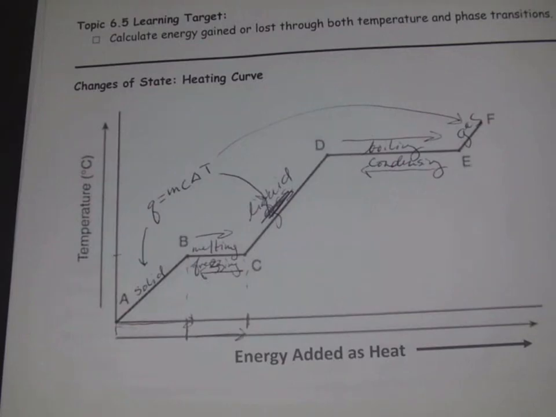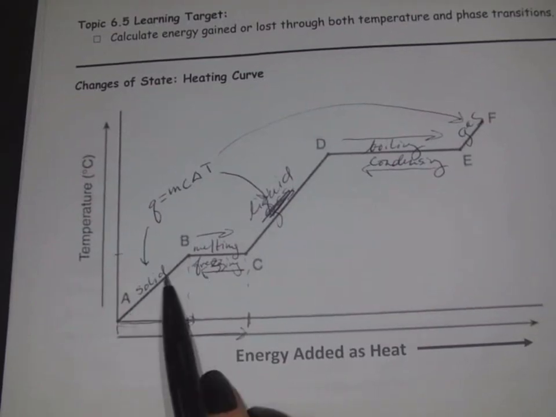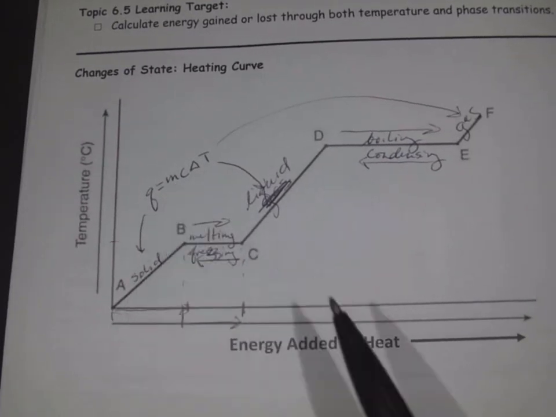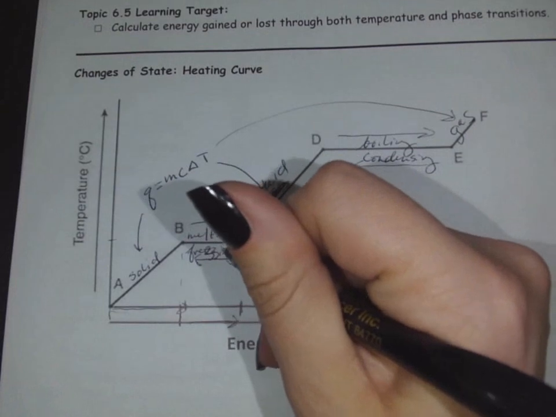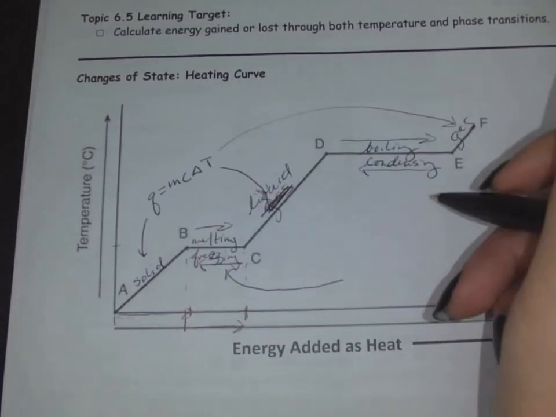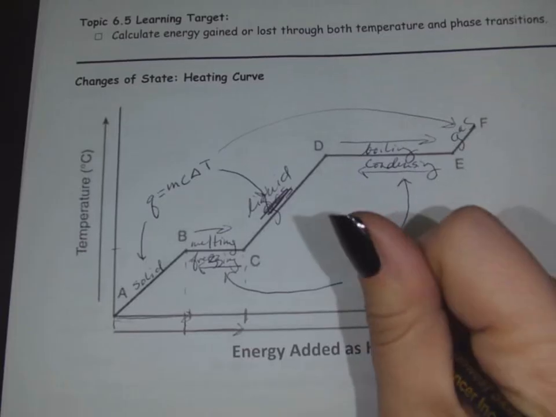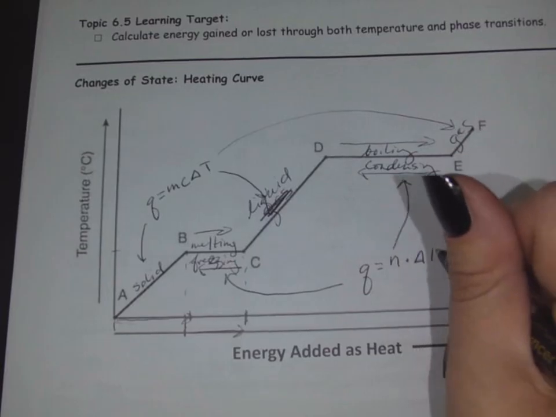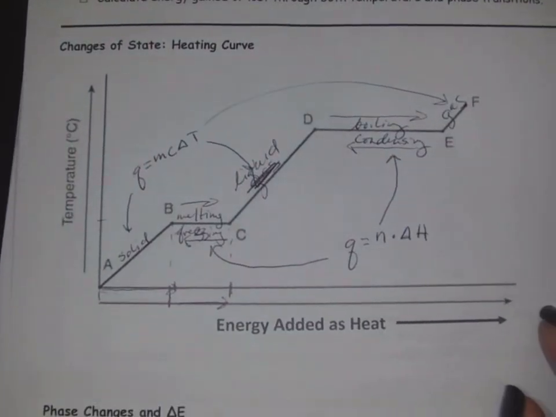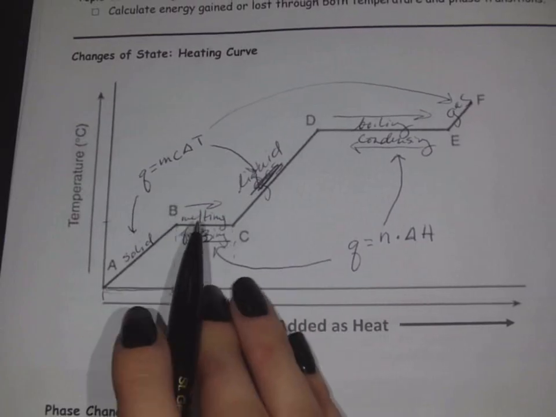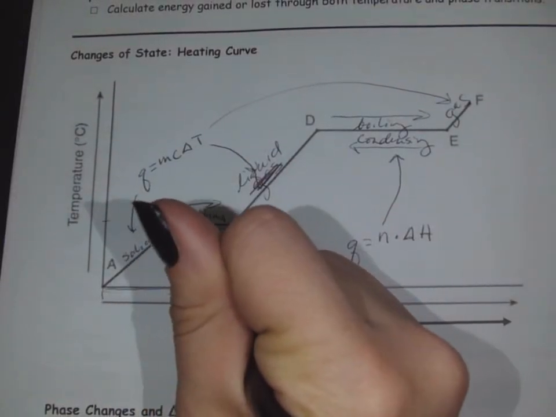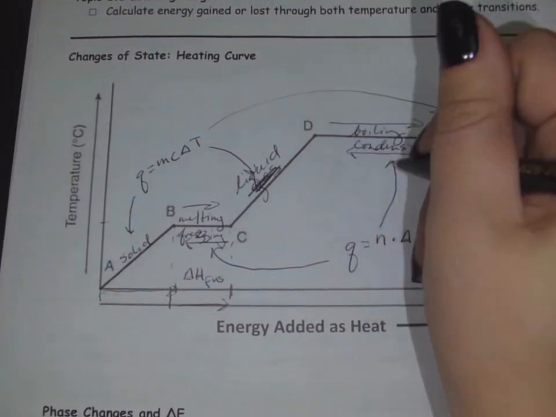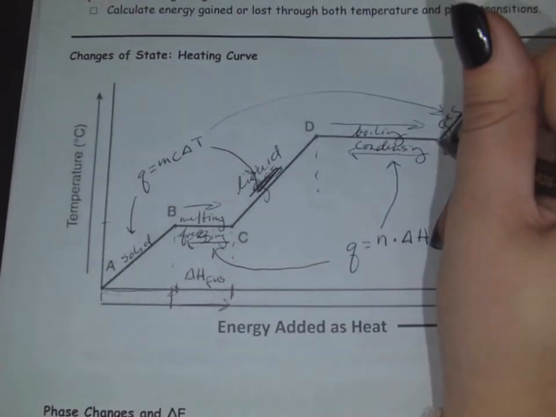Okay. All right, great. Now, we know that on the diagonals, when it's fully a solid, liquid, or a gas, we're going to use the MCAT equation. But what about these phase changes? So right here and right here, that's when you use the amount of moles times the delta H. Now, if it's this part, we call it a delta H of fusion. And if it's this part right here, we call it a delta H of vaporization.